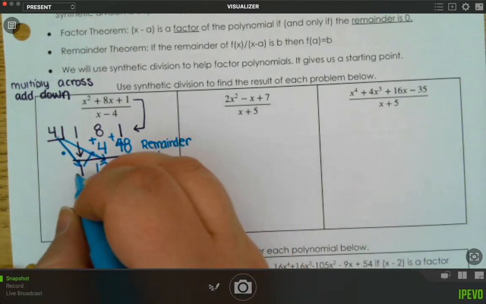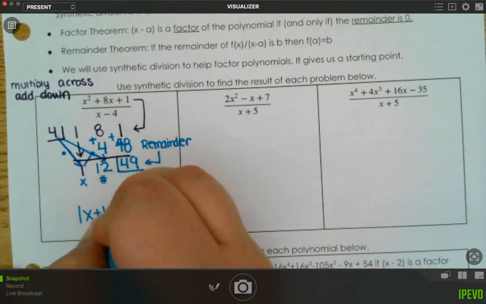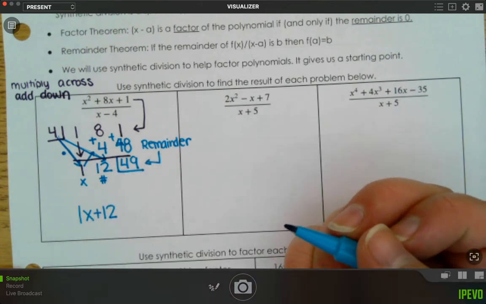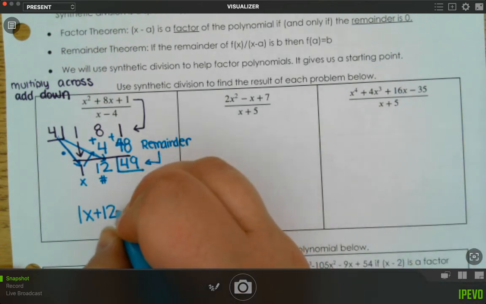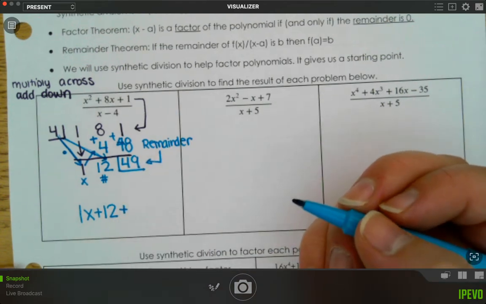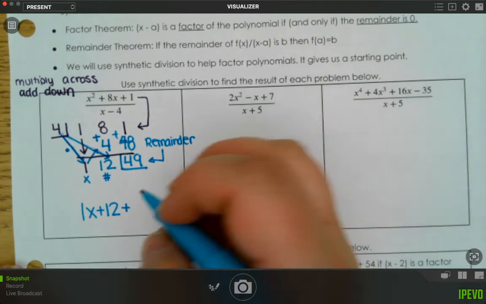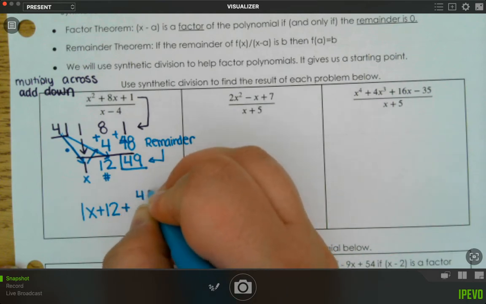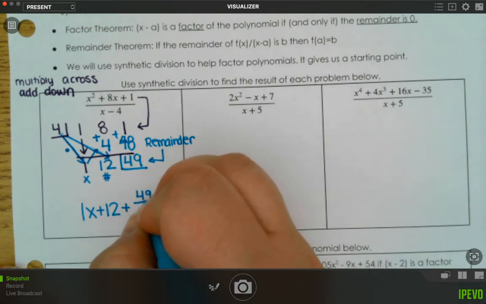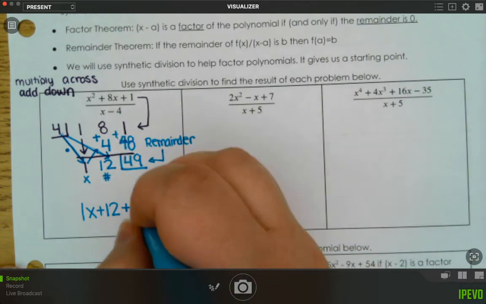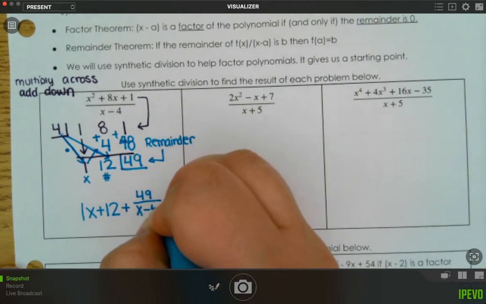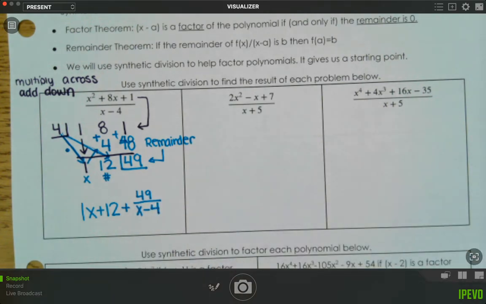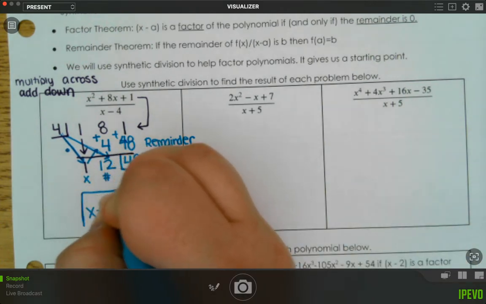So you have 1x plus 12. No, you do not have to write the 1 in front of that x. And then you have to add the remainder. And from 4.2, the way that you write the remainder for a division problem is it goes on top, and whatever you were dividing by goes on bottom. So x minus 4 goes on the bottom. Just like if you were dividing something by 4 and you had a remainder of 3, that would be 3/4. Since 4 is the thing you were dividing by, same kind of thing happens here. And that's your answer.